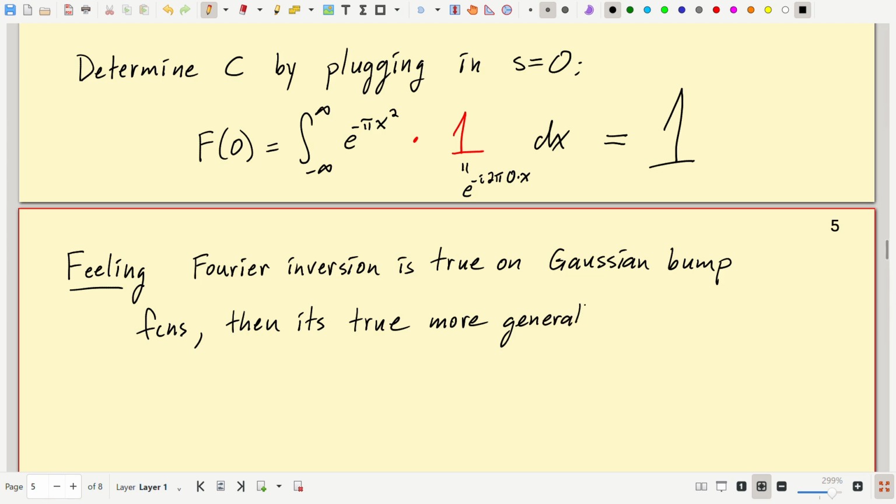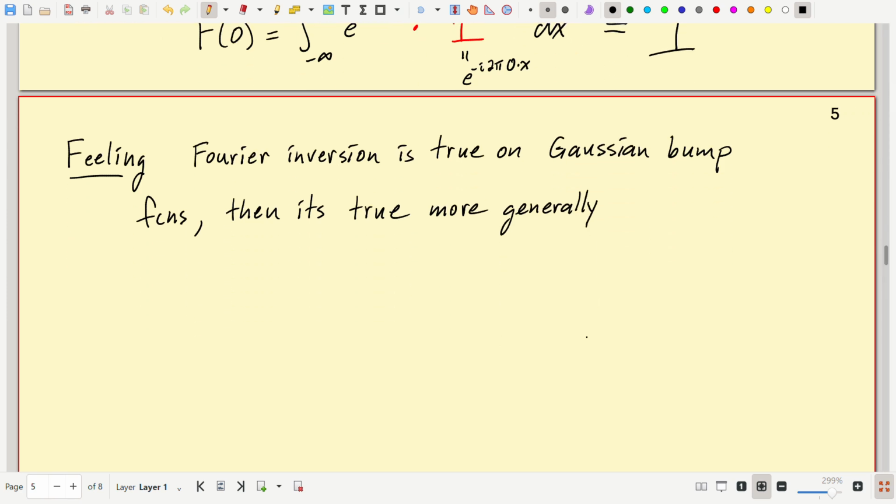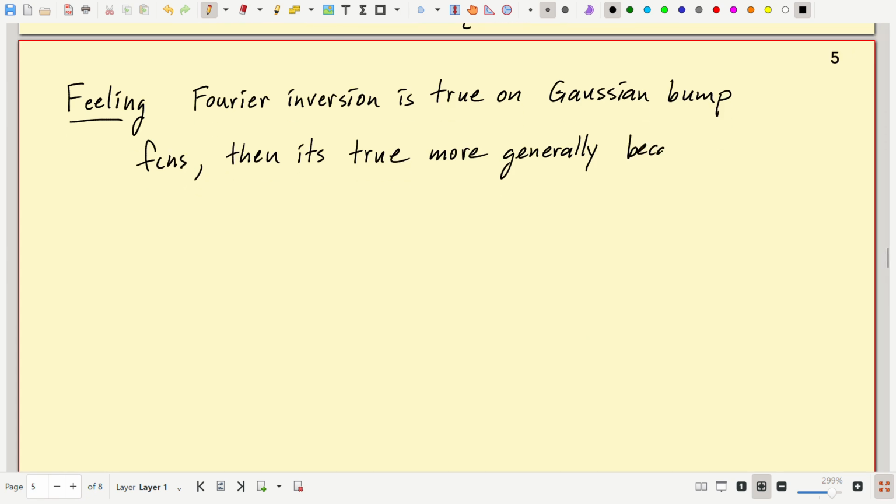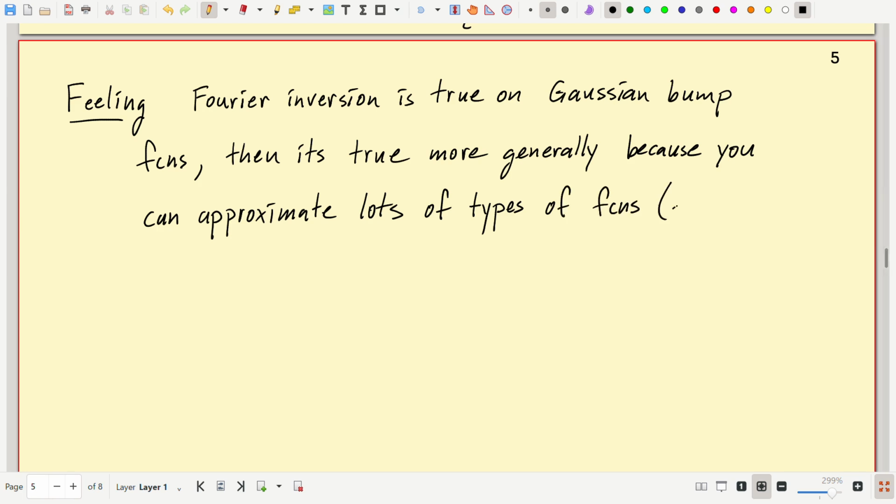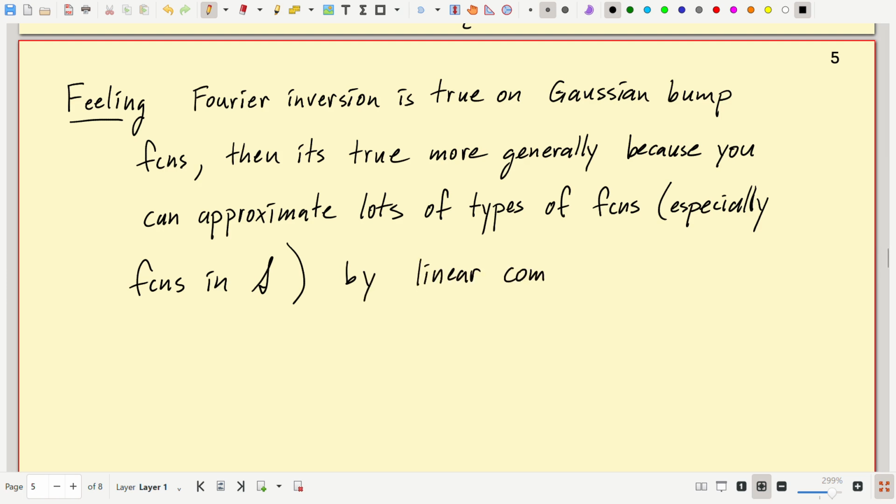Because you can approximate functions, especially Schwartz functions, especially functions in S, by sums of bump functions, by linear combinations of bump functions. Okay, that's not a proof, but that's the feeling.